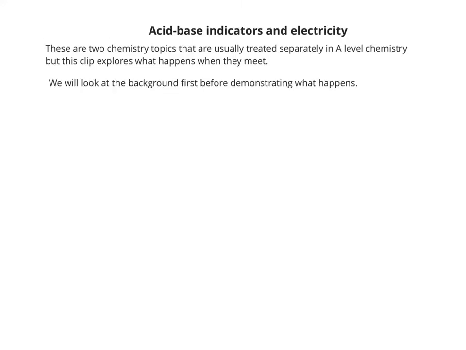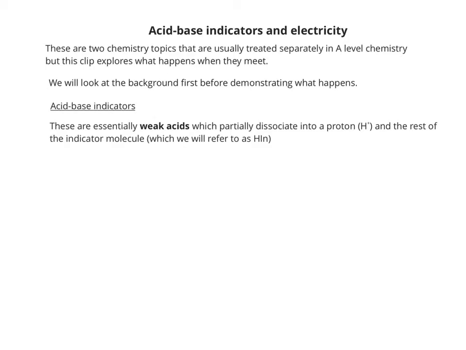So we'll look at the background first before we go on to showing you a clip of what actually happened when we did it. Acid-base indicators are essentially weak acids themselves, which partially dissociate into a proton and then the rest of the indicator molecule. To keep things simple, we'll refer to the remainder of the indicator molecule as HIN.